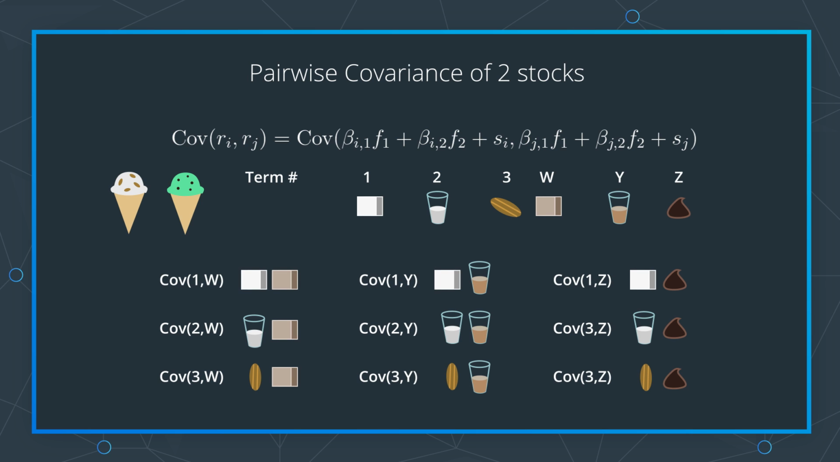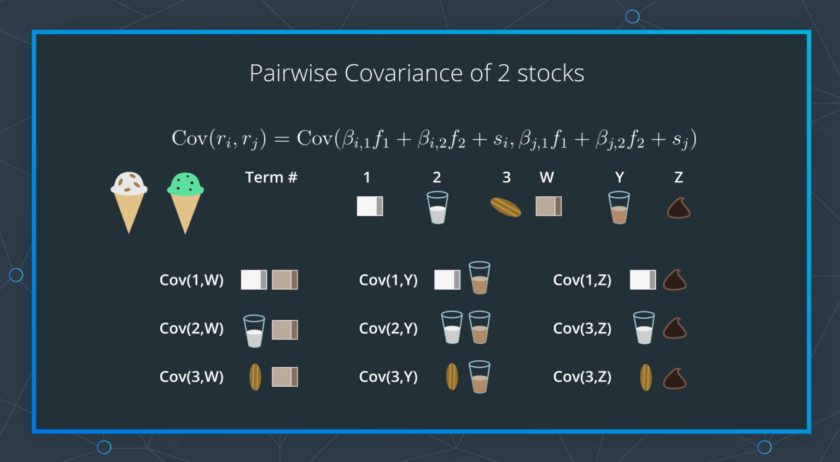Our next step is to apply the pairwise covariance operator on each pair of terms. We see that each stock is the sum of 3 terms. This would end up with 3 times 3, or 9 covariances. You can pause the video for a bit to study this.